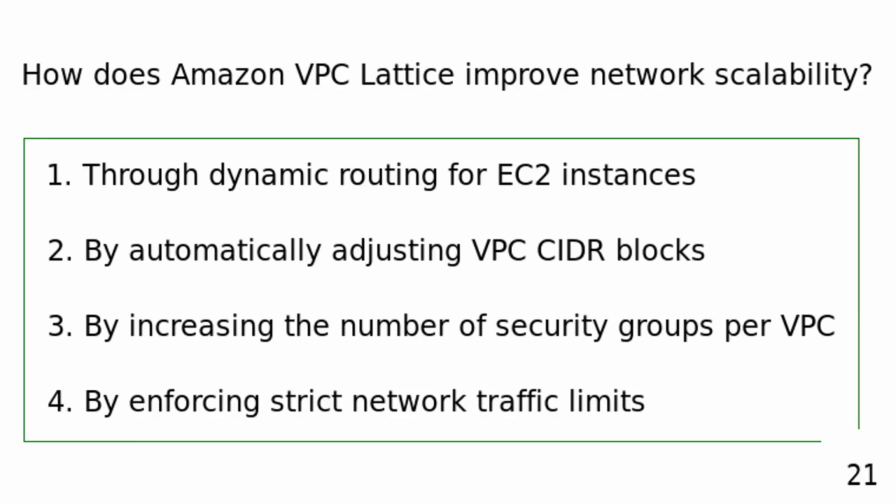How does Amazon VPC Lattice improve network scalability? Through dynamic routing for EC2 instances. By automatically adjusting VPC CIDR blocks. By increasing the number of security groups per VPC. By enforcing strict network traffic limits.